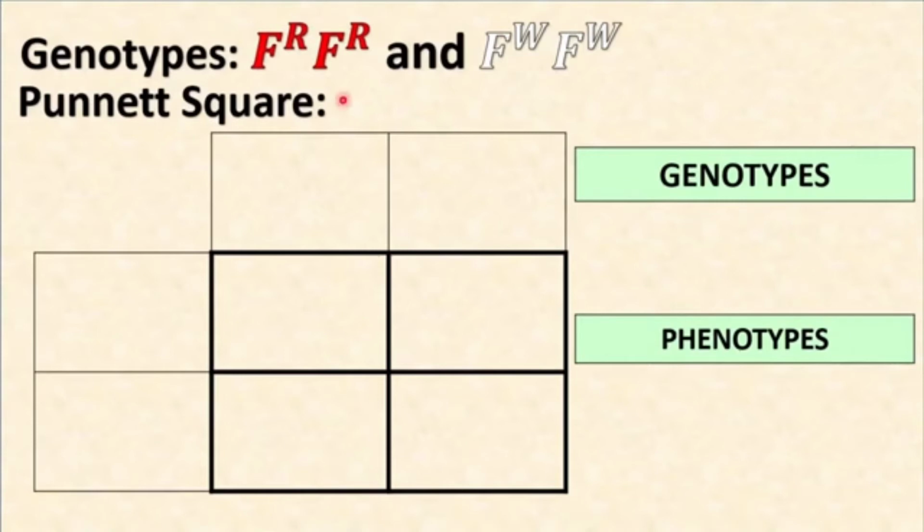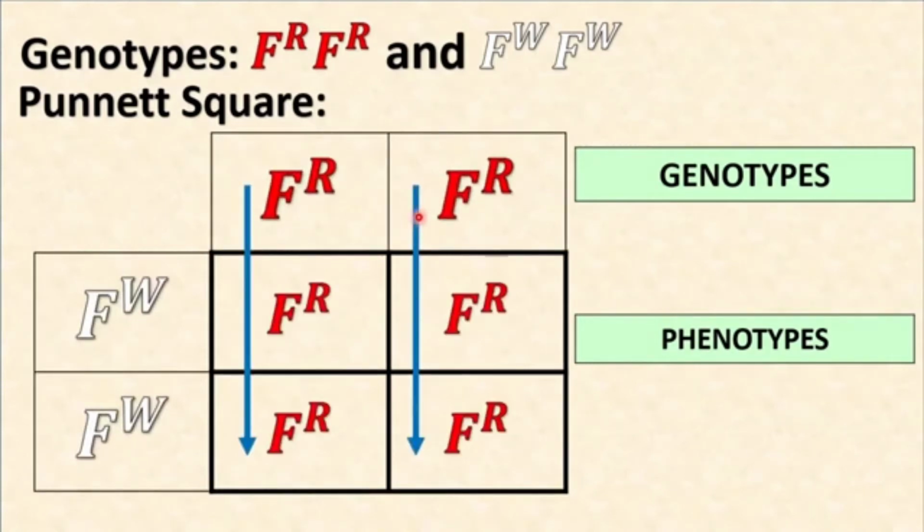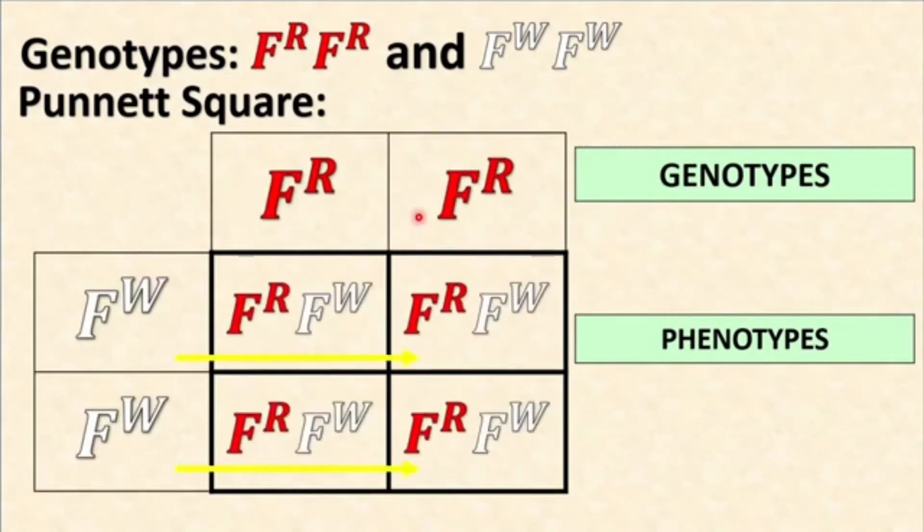As you can see, our genotype for red snapdragon flower is FR-FR. Our genotype for white snapdragon flower is FW-FW. Let us cross using Punnett square. So this is our genotype. Let us cross it downward and then sideward. So these are the results. Now let us identify the genotypes. Always remember each box is equal to 25%.